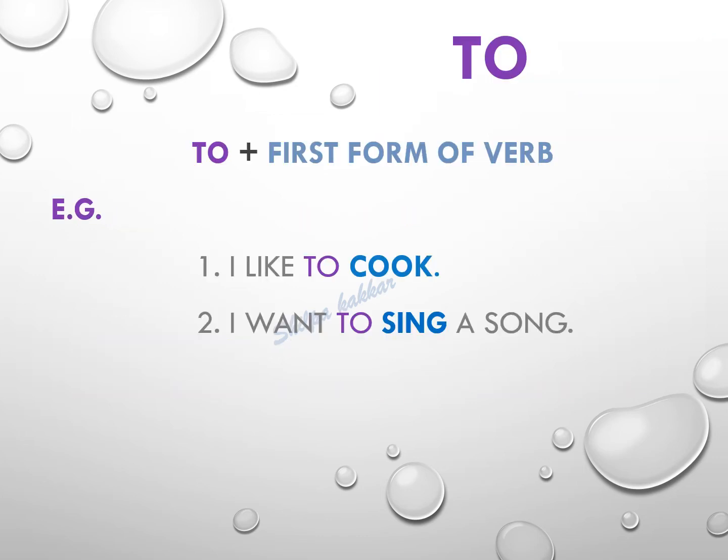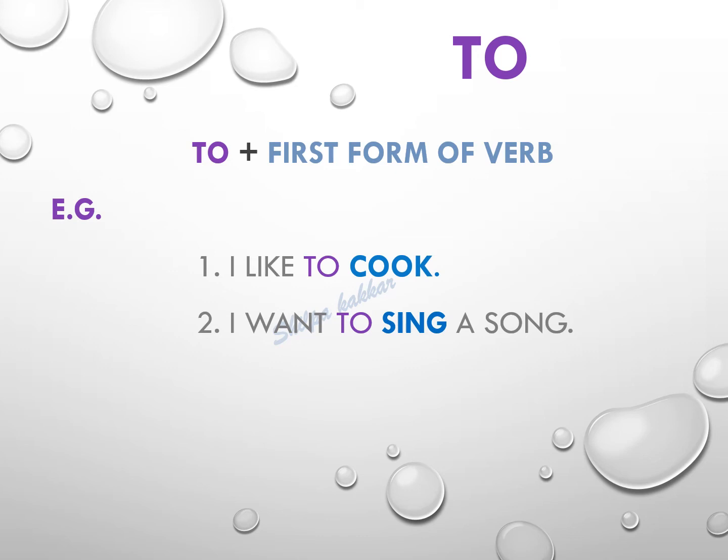Two. To always has the first form of the verb. We never say, I like to cooking. We never take ing. I like to cook. "I like to cooking" is again wrong. So, whenever to is there, at that time we are using the first form of the verb. See, again, you have to be very careful. To plus first form of the verb.